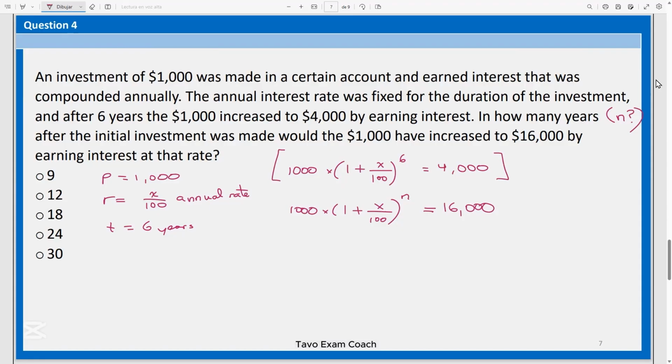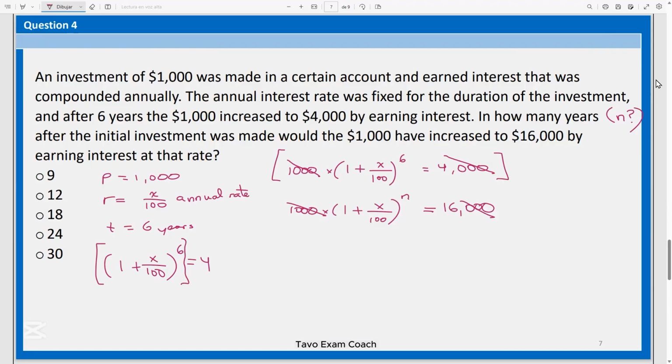Okay, first of all, in these two equalities, we can get rid of the thousands, simplify the expression. The first equation would be (1 plus x over 100) up to 6 equals 4. And we can use this information in order to determine the value of n. Instead of isolating x and replacing in the second equation, we can use the expression as a whole here, this power with a 6th exponent, to calculate n.